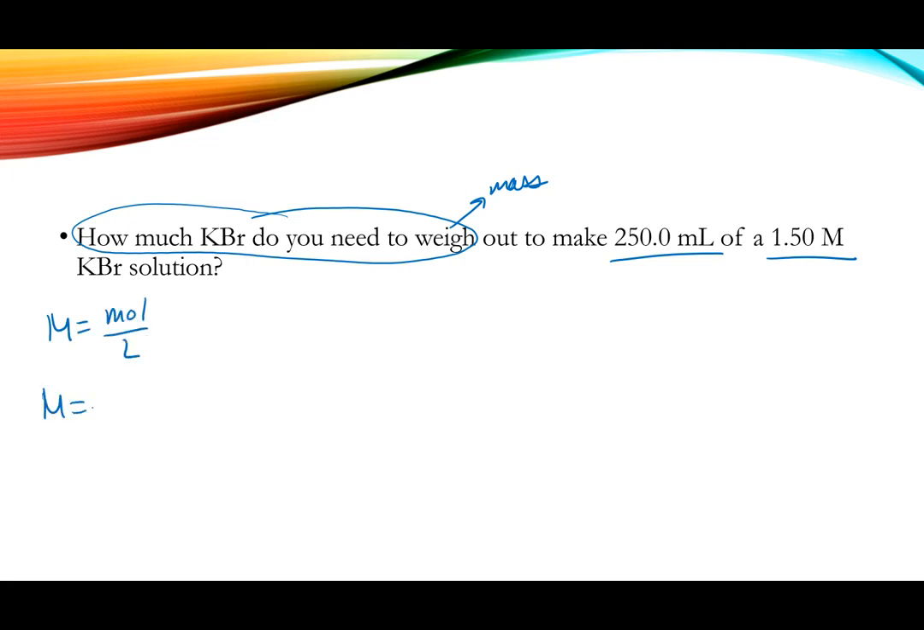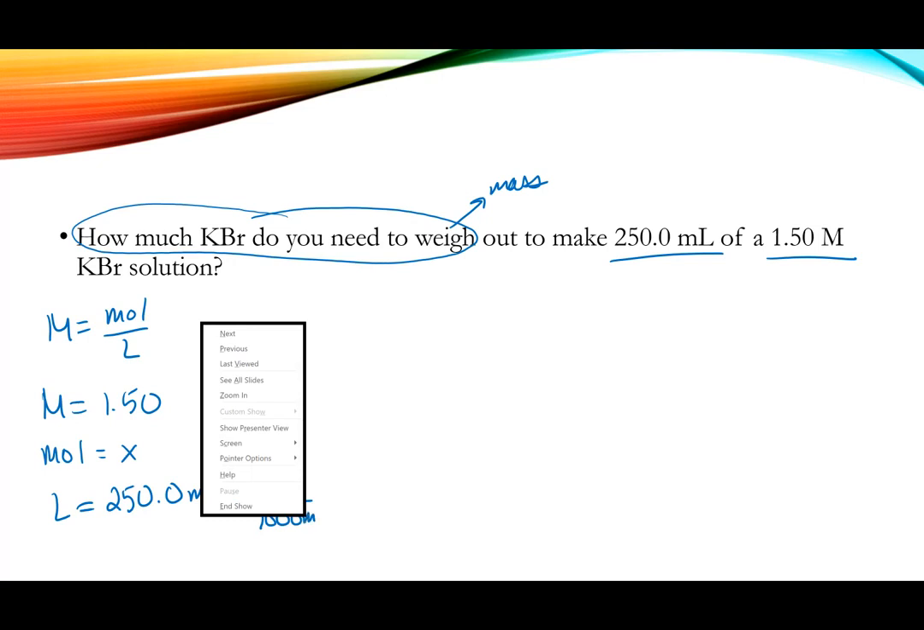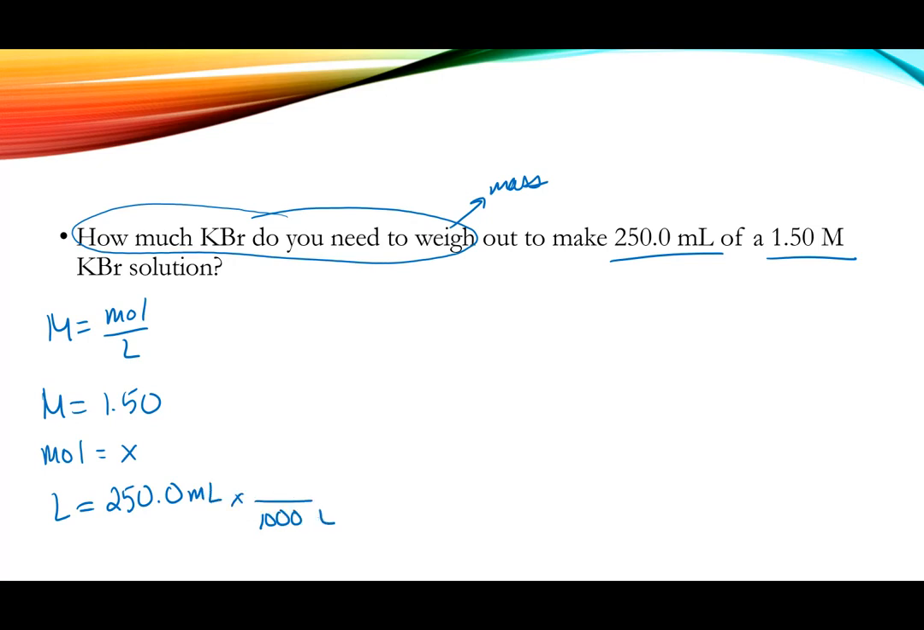Setup: my molarity is 1.50. My moles is unknown. And my liters is 250 milliliters, which you would then have to convert to liters. So when you're plugging into the molarity formula, you have to have the units of moles and you have to have the unit of liters.